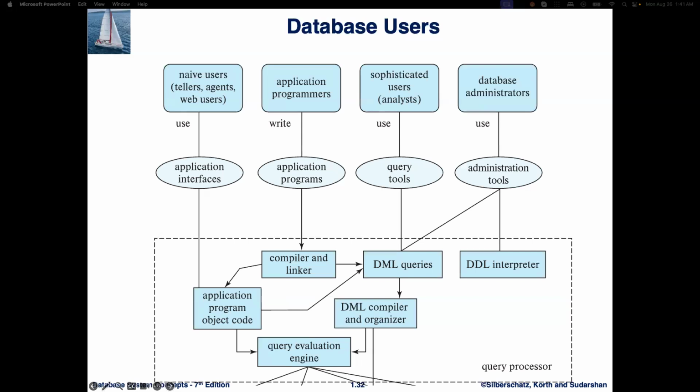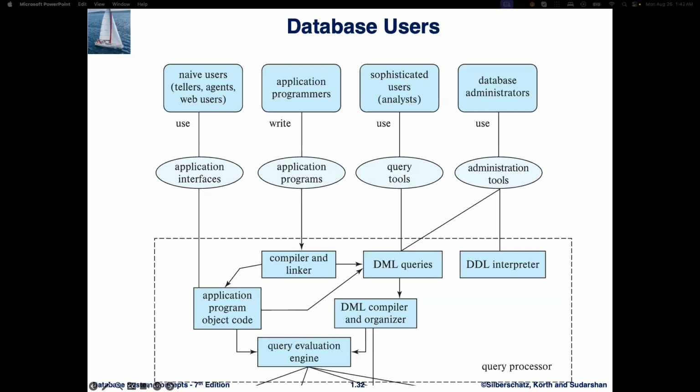This diagram illustrates how different types of users interact with the database system and how the query processor handles these interactions. Let's break down the different user roles and the components involved in processing their requests. Types of database users: naive users like tellers, agents, and web users. These users interact with the database through application interfaces. They perform routine operations like checking account balances, booking tickets, or browsing products.